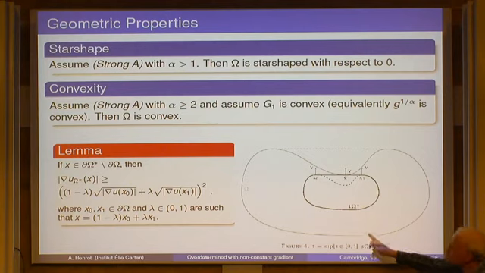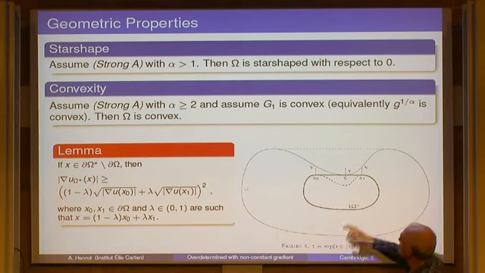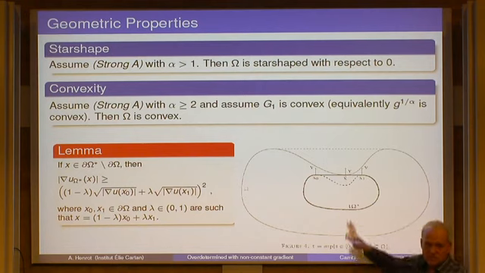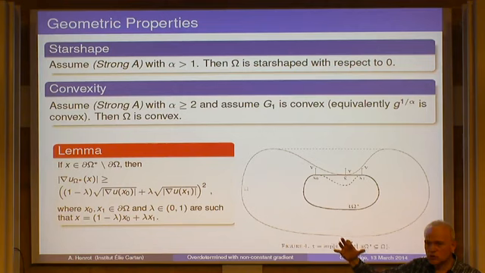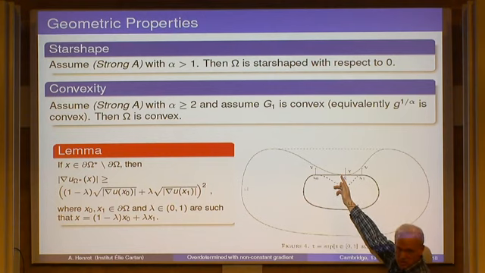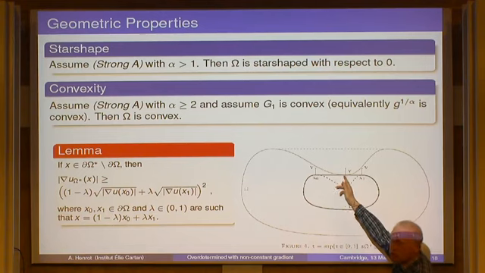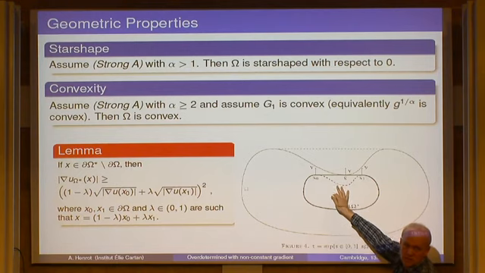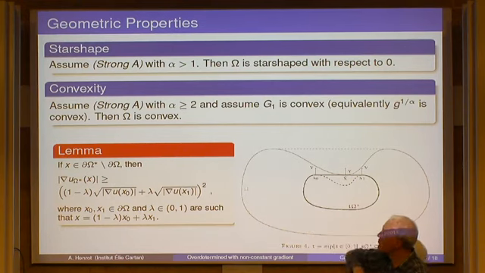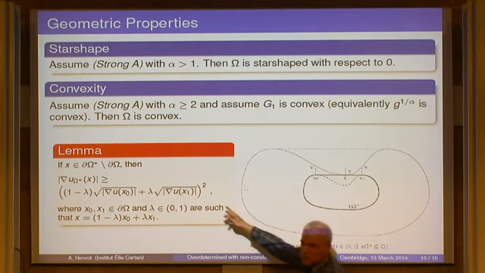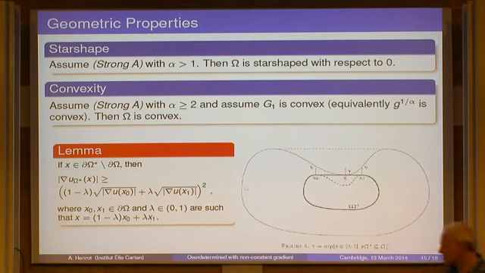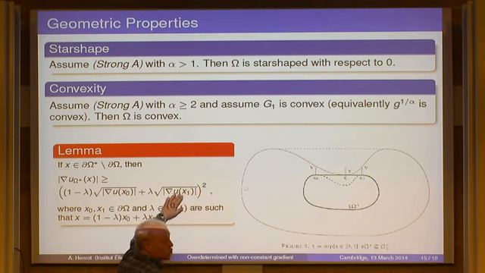So now to prove the convexity, you use the same trick. You assume that omega is not convex, like that. You take its convex hull, you shrink the convex hull until you have a common point on the boundary. You write down what you know. You use the maximum principle to compare the solution on this shrunk convex hull and the solution on omega. You write down everything you know at this point. You use this lemma, and you get a contradiction, assuming that G to the power 1/2 is convex. And you need alpha to be larger than 2 to be able to use this.